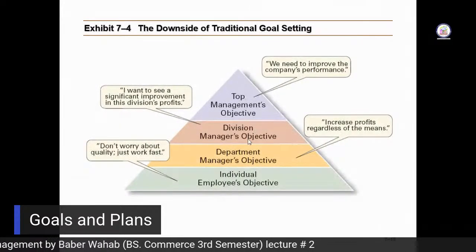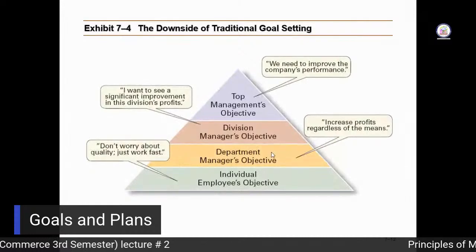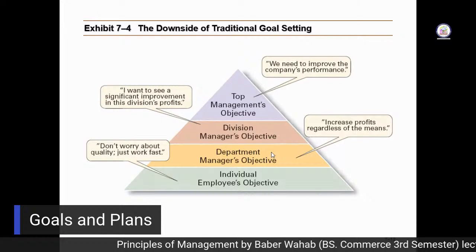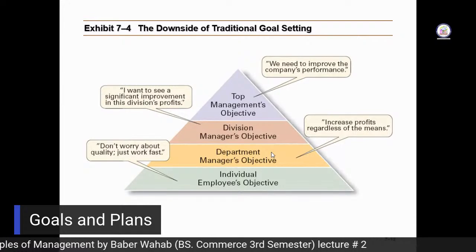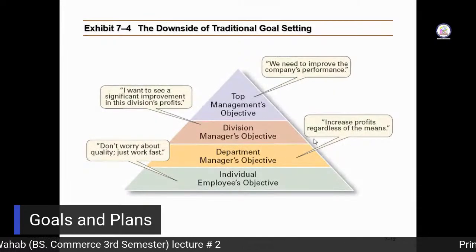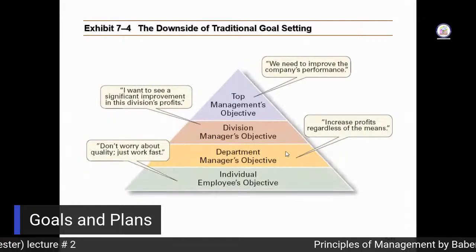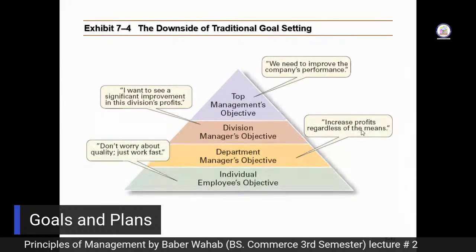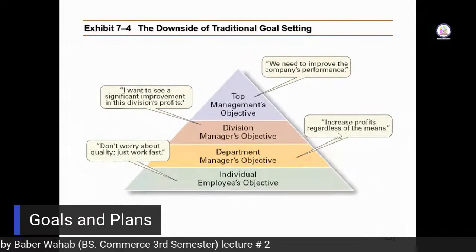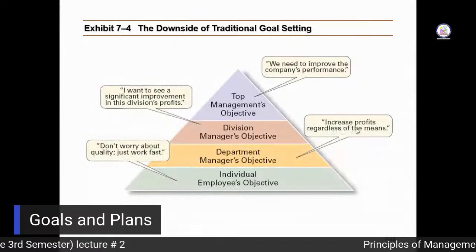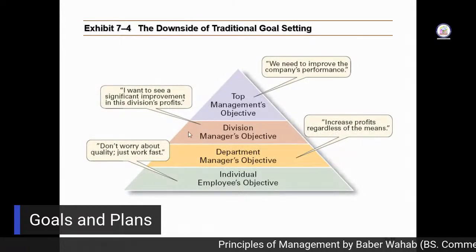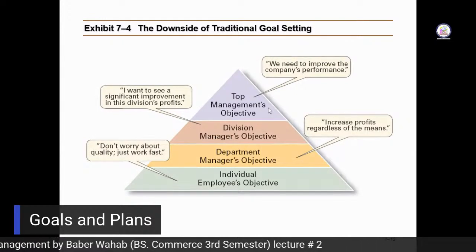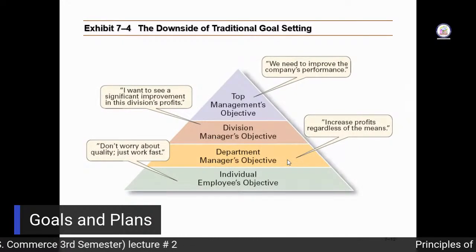Then, once this directive or goal is sent to the department level, now we're talking about production, accounting, finance, sales, marketing, HR, etc. Let's say we're talking about the marketing department, they interpret this directive as meaning we have to increase profits regardless of the means. Please keep in mind, regardless of the means was not the directive or intention of either the division management level or the top management level. But this is how it has been misinterpreted.